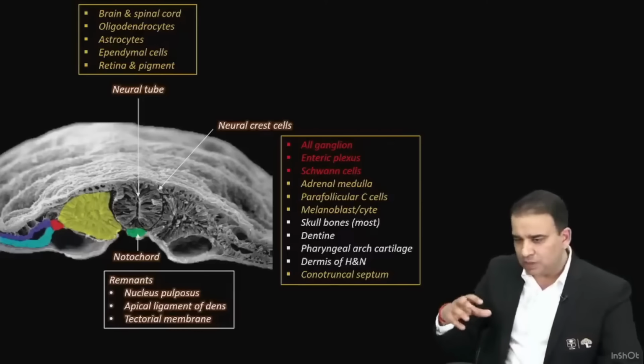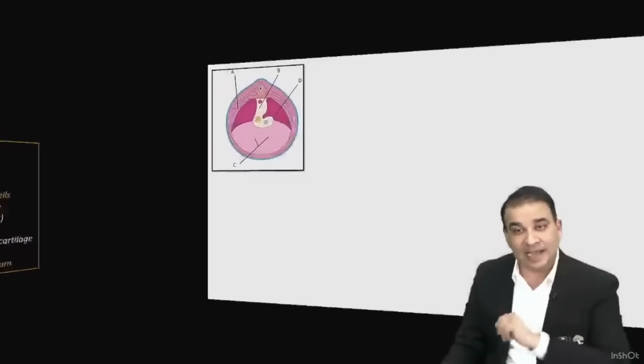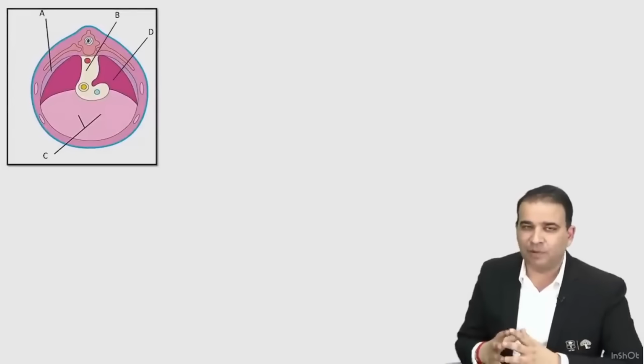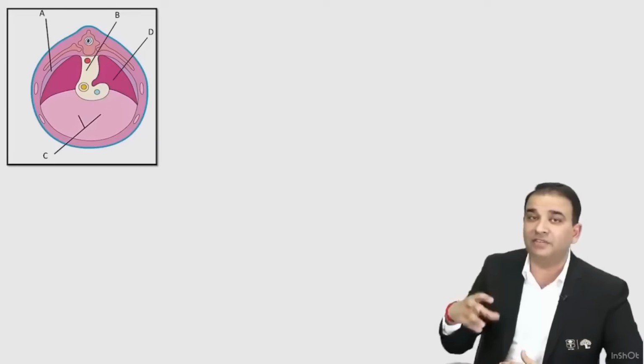Now this is something about the discussion on the general part. Now let me take you to some important topics in the systemic part as well. Now let me start with the development of the diaphragm first. Now this is one of the picture image based questions asked in the exam about the development of diaphragm. Now even if you know the components of the diaphragm here, you have to identify them on the picture.